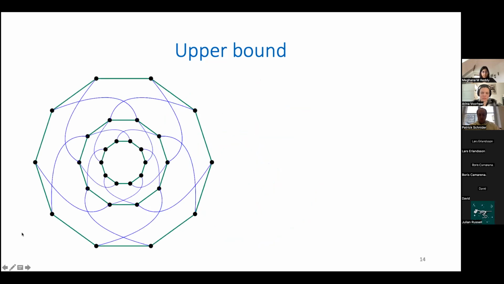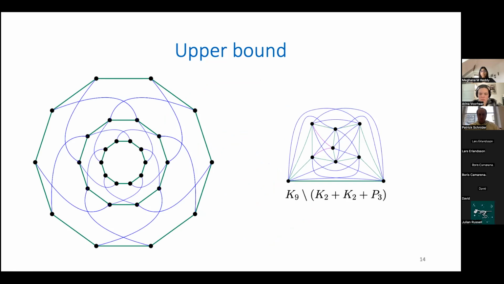What we do next is we have this gadget. This gadget is basically a graph on 9 vertices: K9 minus (K2 plus K2 plus P3). Maybe I can show you which edges are missing. So we take a K9, and these red edges are the edges that are removed from this K9. We start with the K9 and remove these edges to obtain this graph.